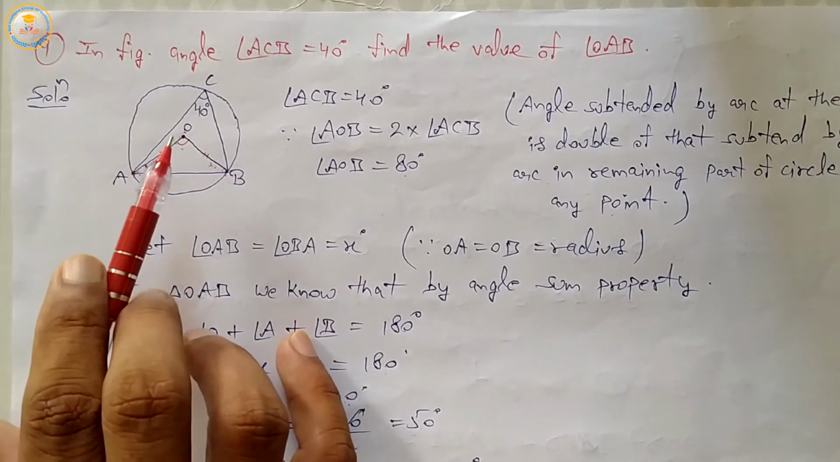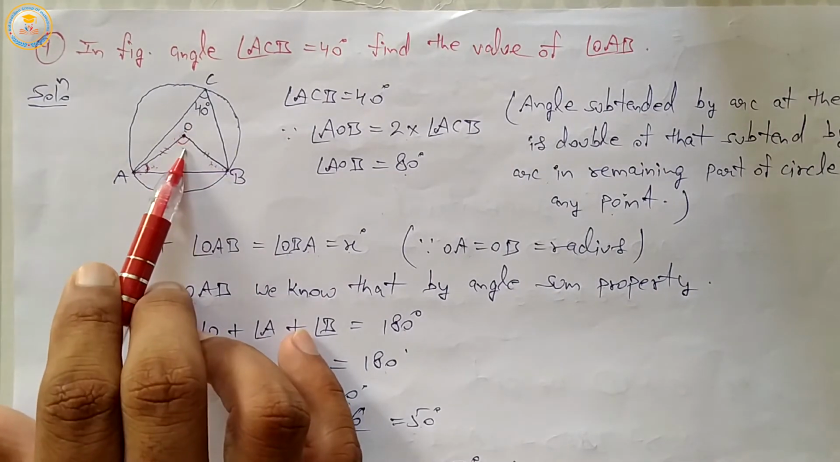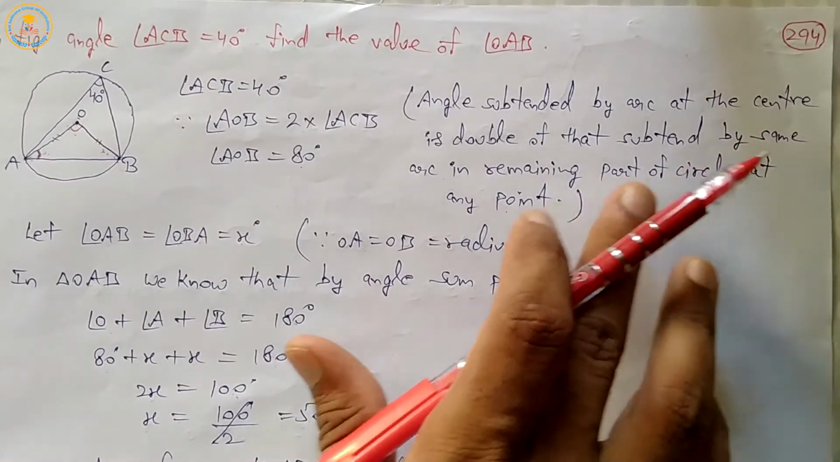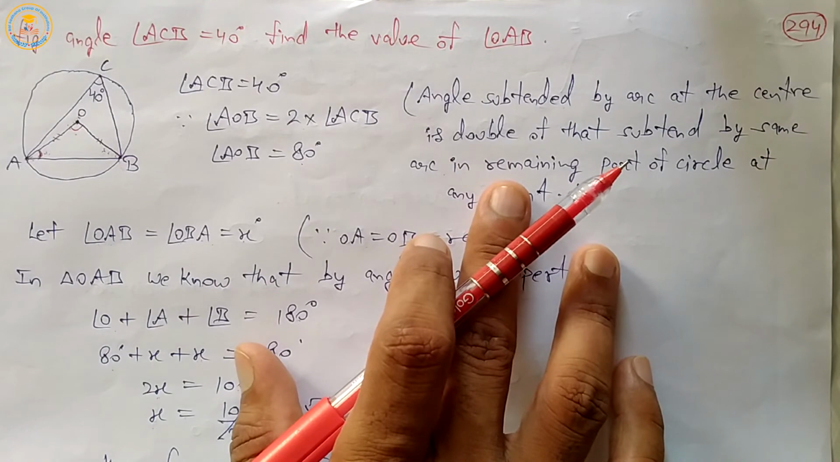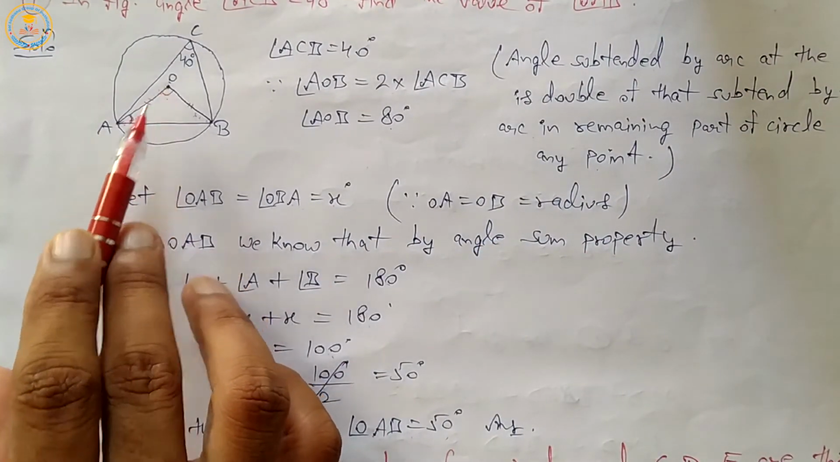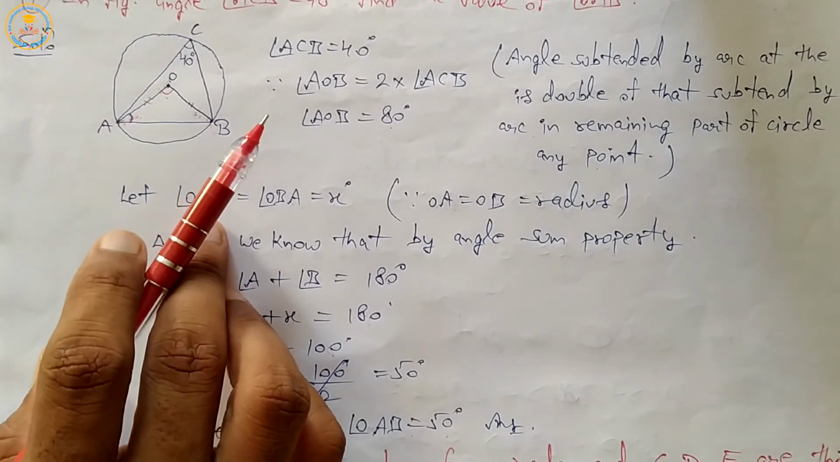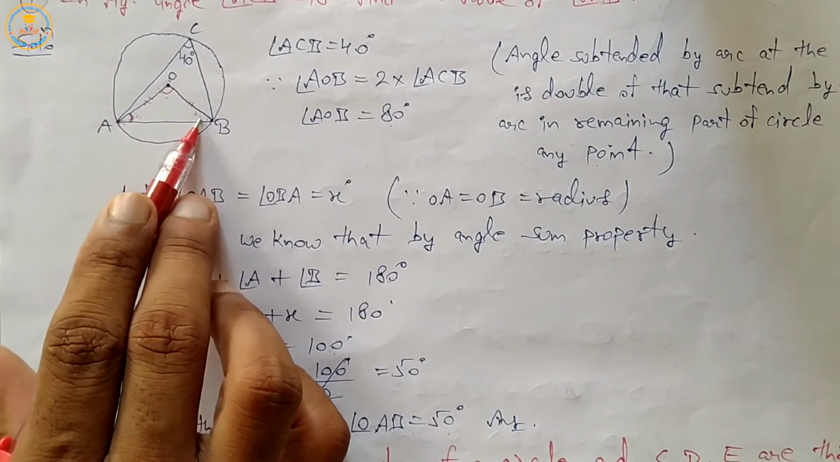First we calculate AOB. AOB is 80, double of this angle, because the angle subtended on the same arc at the center is double the angle subtended on the remaining part of the circle. Then we calculate OAB. OA equals OB, both are radius. Therefore we let this angle be x, this one is also x.